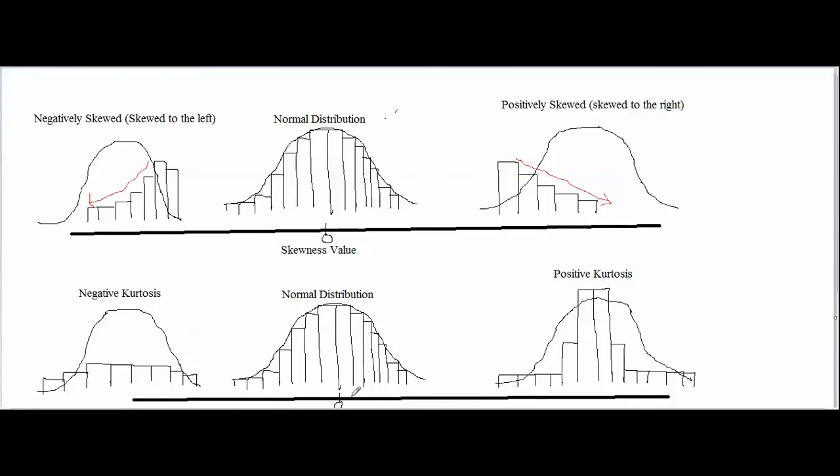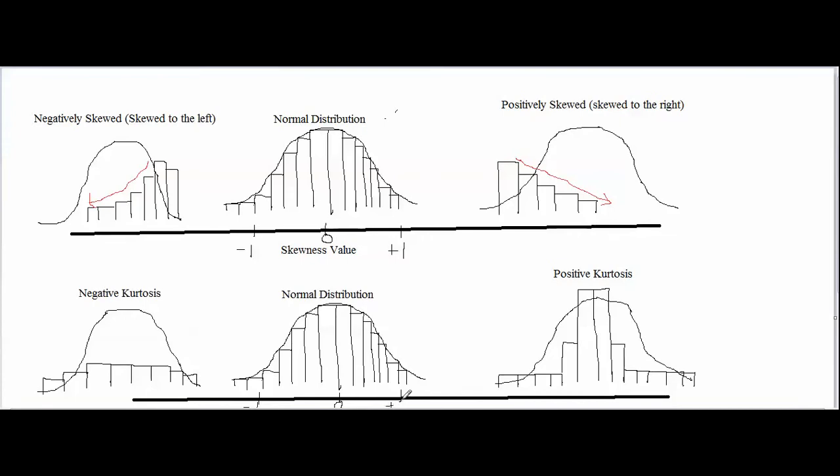So right here could be a slight negative kurtosis, and right here could be a slight positive kurtosis. So a perfectly normal distribution will have a skewness value of 0 and a kurtosis value of 0. And actually, if the skewness value and kurtosis value are both between -1 and +1, then you could say that the data is at least close to normal. That's the guideline that's used.